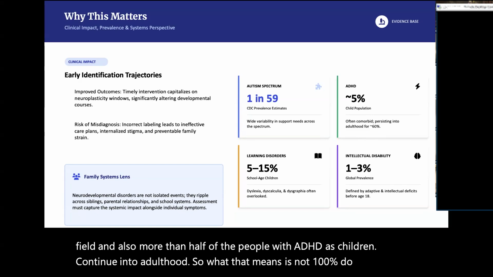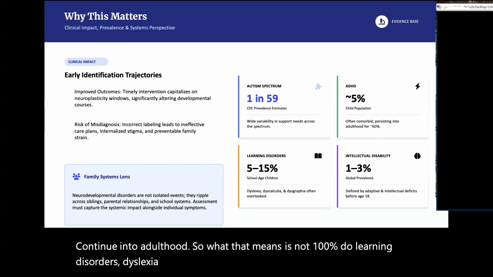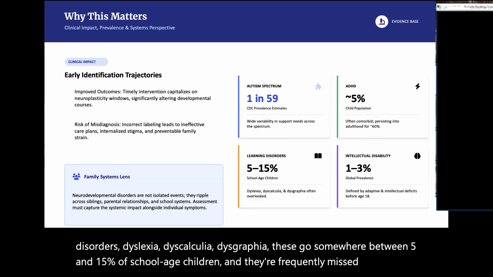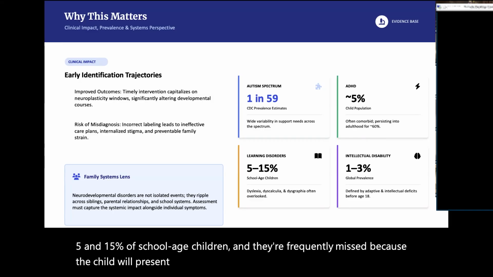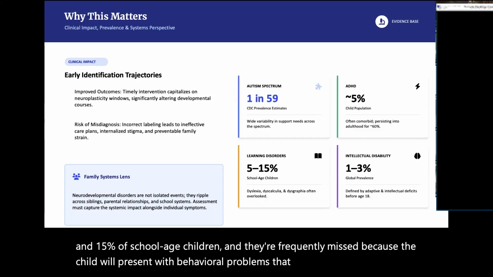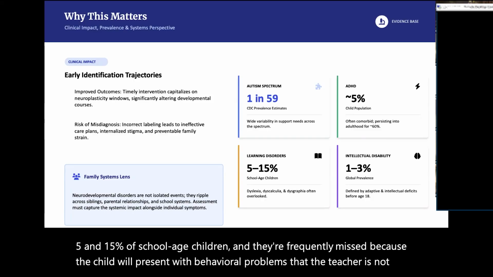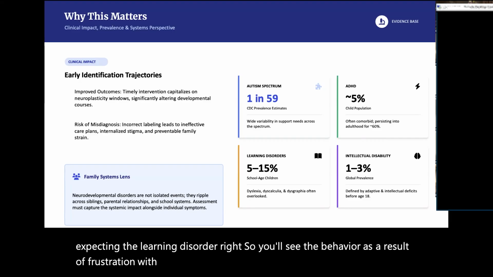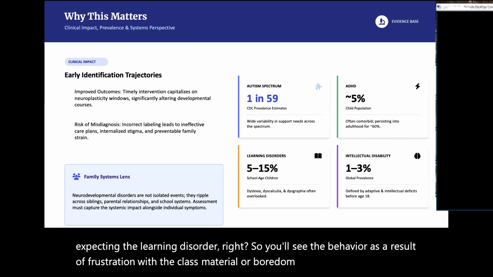Learning disorders, dyslexia, dyscalculia, dysgraphia, these go somewhere between 5 and 15% of school-age children, and they're frequently missed because the child will present with behavioral problems that the teacher's not expecting the learning disorder, right? So you'll see the behavior as a result of frustration with the class material or boredom or checking out, and so it comes out in behavior problems.